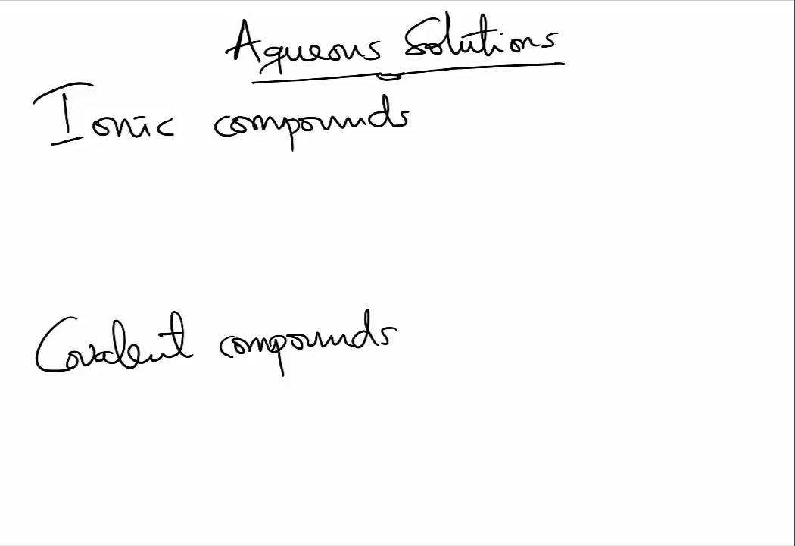If you dissolve an ionic compound in water, for example, sodium chloride, which is also called table salt, what actually happens? The very first thing we need to understand is that although sodium chloride is written as NaCl, it is not really NaCl. It is actually sodium ion and chloride ion.